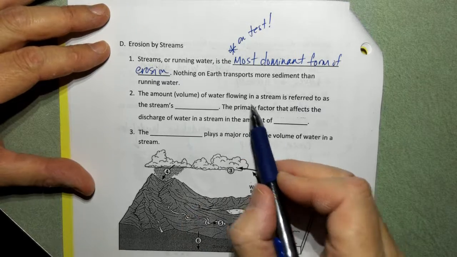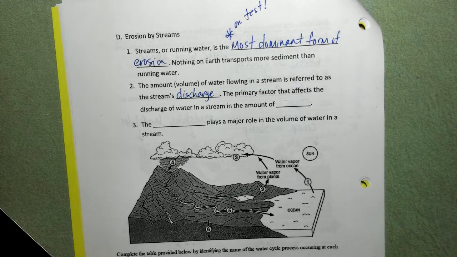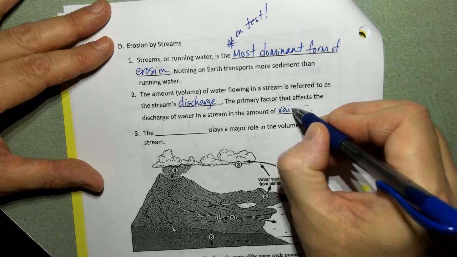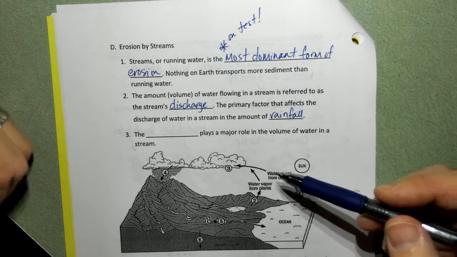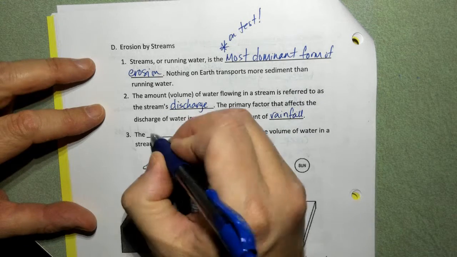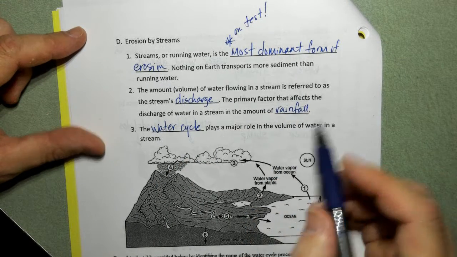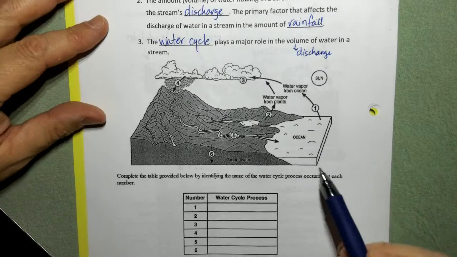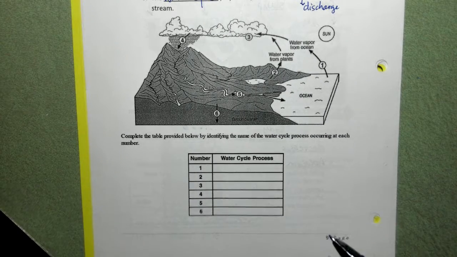Now the amount or the volume of water flowing in a stream is referred to as the stream's discharge. That's its discharge. The primary factor that affects discharge of water in a stream is the amount of rainfall that area receives. Obviously the more rain there is, the more it's going to flow into the rivers and streams, increasing its volume and therefore increasing its discharge. Very logical. Therefore, the water cycle plays a major role in the discharge in a stream. Down here we have an image of the water cycle, numbered 1 through 6. We're going to fill in this diagram, and then I'll ask you about it on your next quiz.